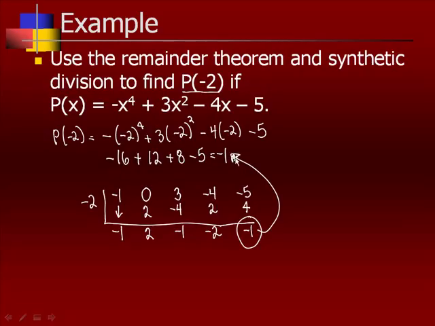This is what your remainder theorem says. If you do synthetic division by negative 2, the remainder is the same as what you would get if you evaluated p of negative 2.